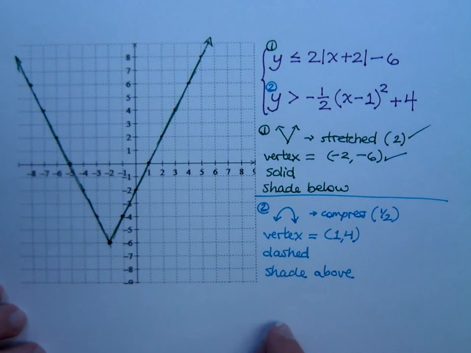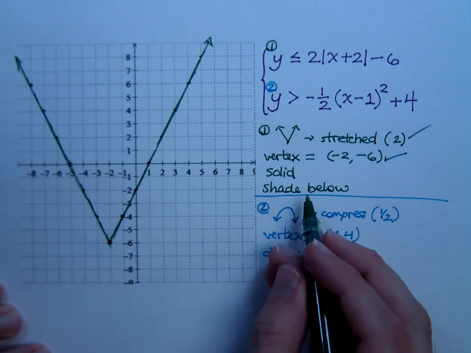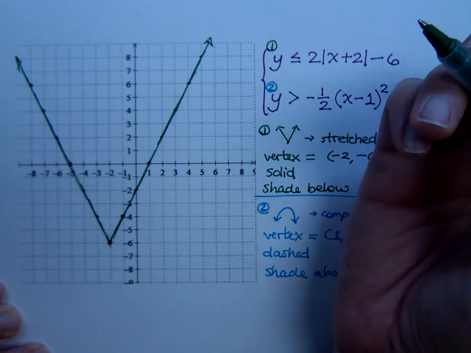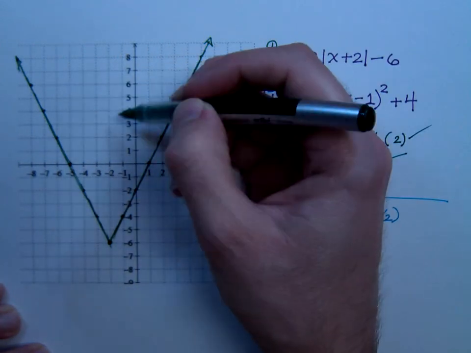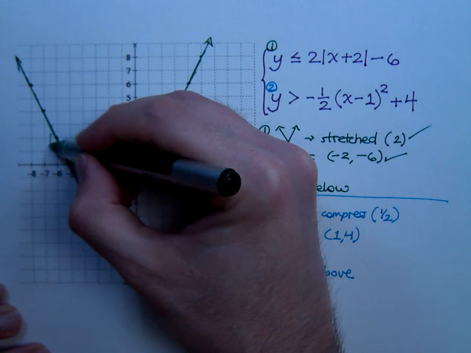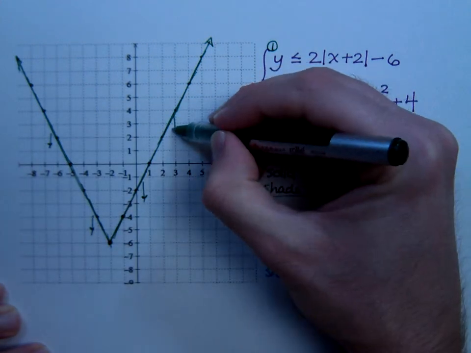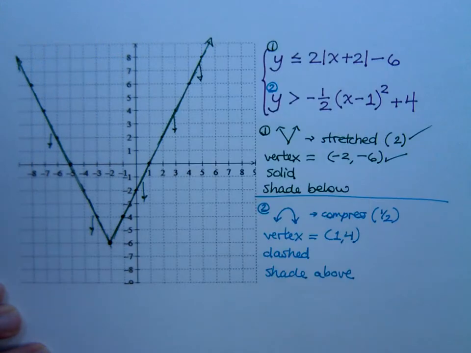Anyway, so I need a shade below, so that means I'm going to be shading which side of this? Here? No, down below, right? So I'm just going to put a few arrows down here so I know I'm shading below this guy. Is everybody okay with that? Yeah. Now for the next part.